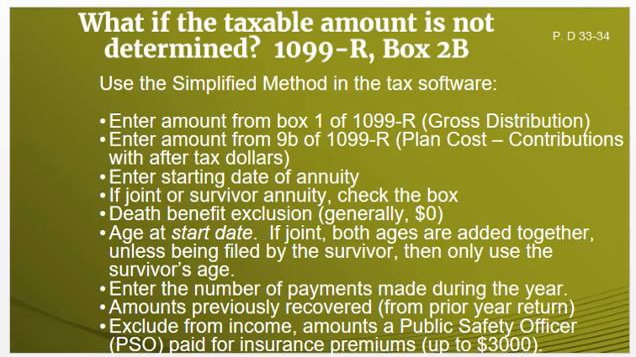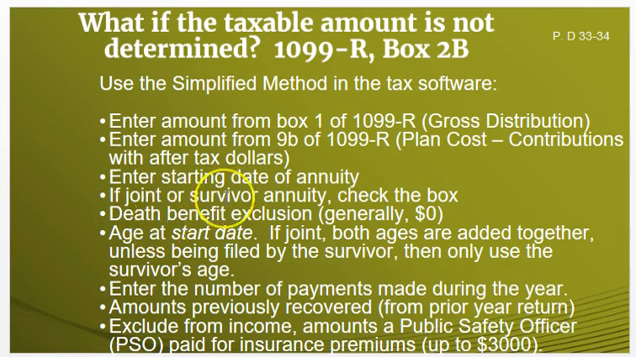And so we have to enter the amounts from box 1, which is our gross distribution, the amount from line 9B, which is our plan cost. It's our contributions with after-tax dollars. And then the starting date of the annuity, whether it's a joint or survivor annuity, the death benefit exclusion, which is usually 0. We could have a circumstance arise where it's not. And the age at the start date.